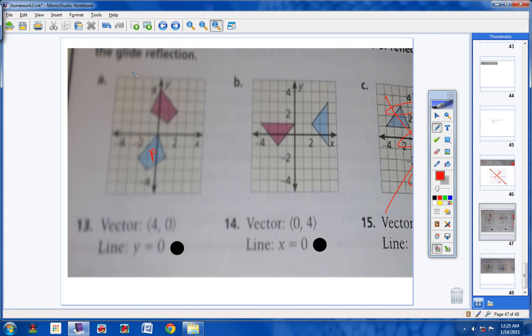0, 4. So in other words, it's going to go up 4. So this point here will go 1, 2, 3, 4. So that point will be there. 1, 2, 3, 4. This point will be here. This point here, 1, 2, 3, 4. And this point here, 1, 2, 3, 4. So there's the figure right here.